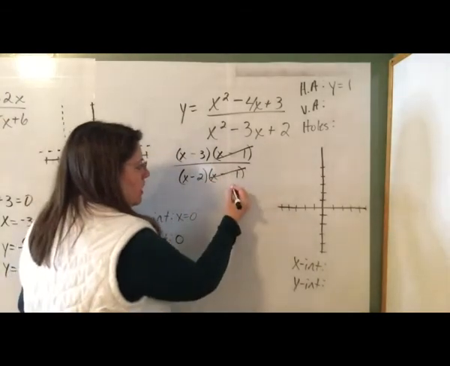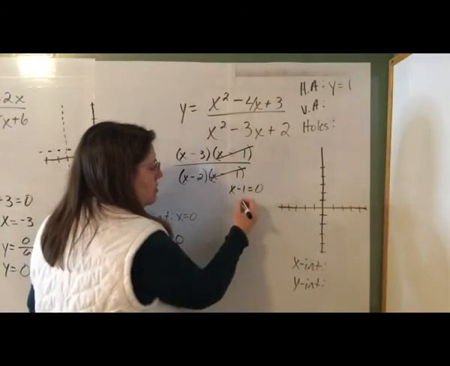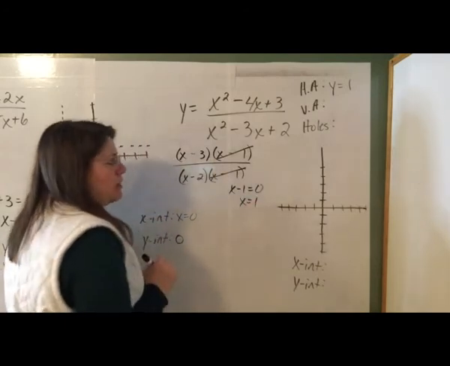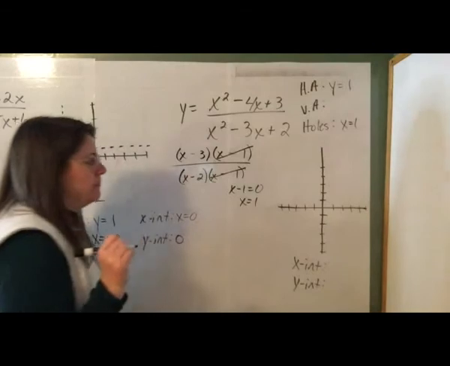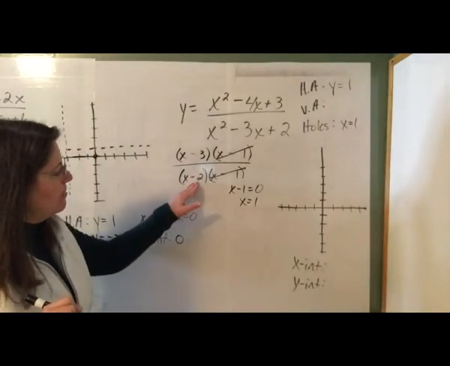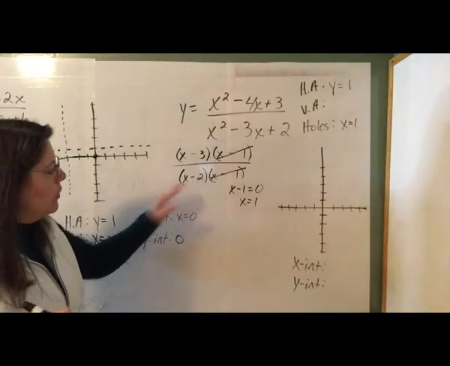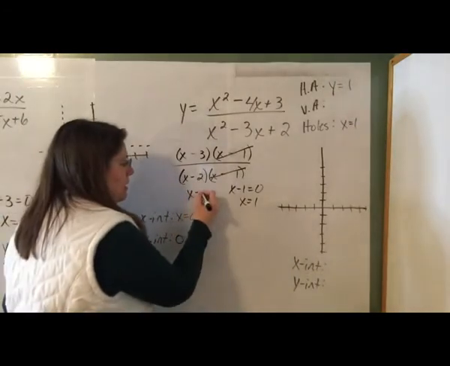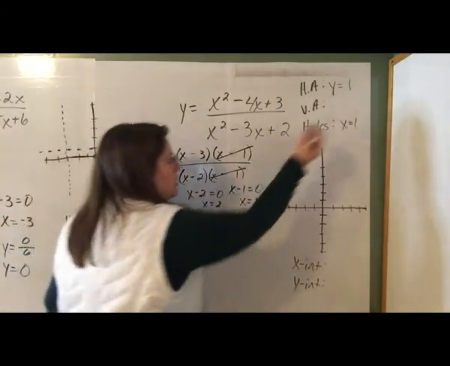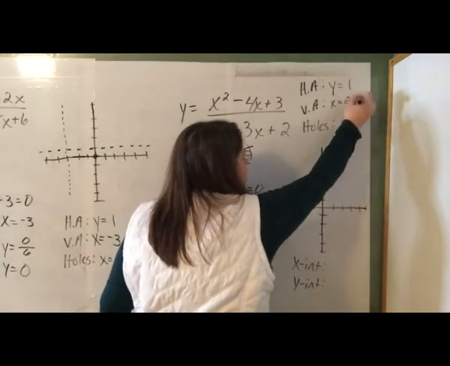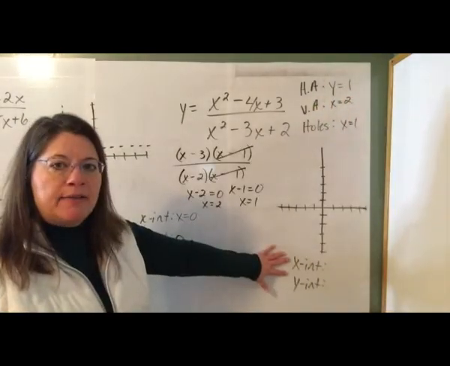Since x minus 1 cancels, that's going to be a hole at x equals 1. And then the x minus 2 does not cancel, so that's where our vertical asymptote would be. If x minus 2 equals 0, x will equal 2. That's my vertical asymptote. The next thing I'm going to find are my x and y intercepts.